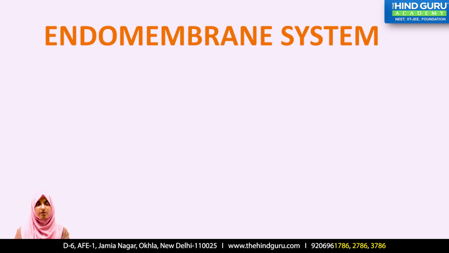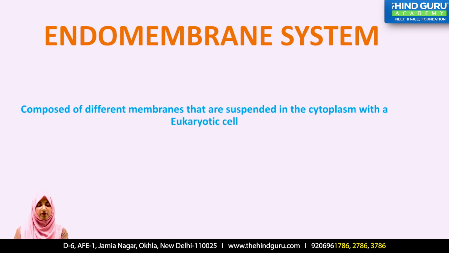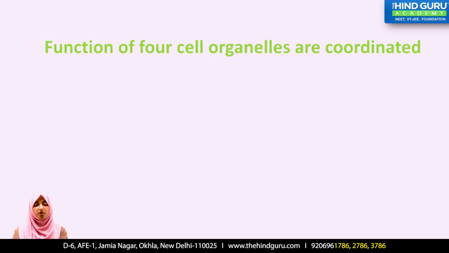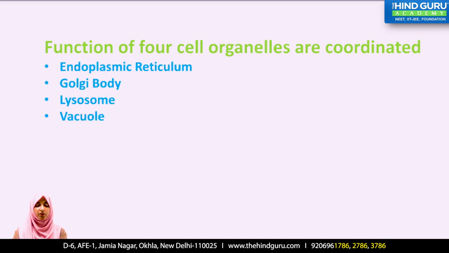The endomembrane system is basically composed of different membranes that are suspended in the cytoplasm within a eukaryotic cell. The functions of four cell organelles are coordinated inside the endomembrane system: the endoplasmic reticulum, Golgi body, lysosome, and vacuole. All these four organelles are single membrane bound organelles.